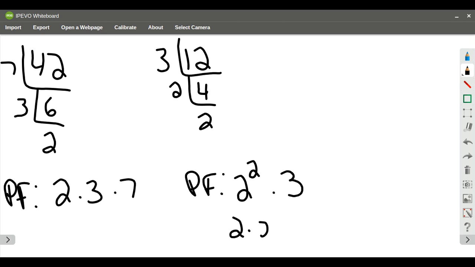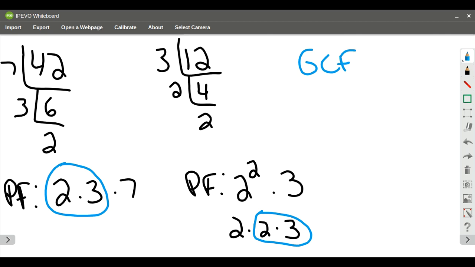Or if it helps you for the GCF to go ahead and write it out so you can see the values, go ahead and write it out. So then I look for what's the same in both prime factorizations. So here I have a 2 times 3, and here I have a 2 times 3. So these values are the same. So the GCF prime factorization is going to be 2 times 3, which equals 6. So the greatest common factor for 12 and 42 is going to be 6.